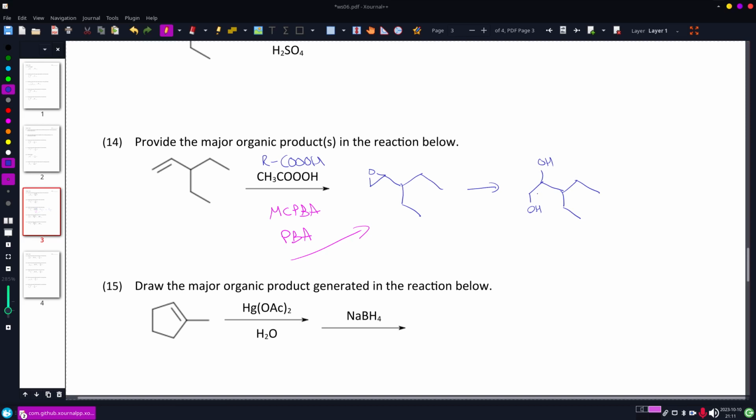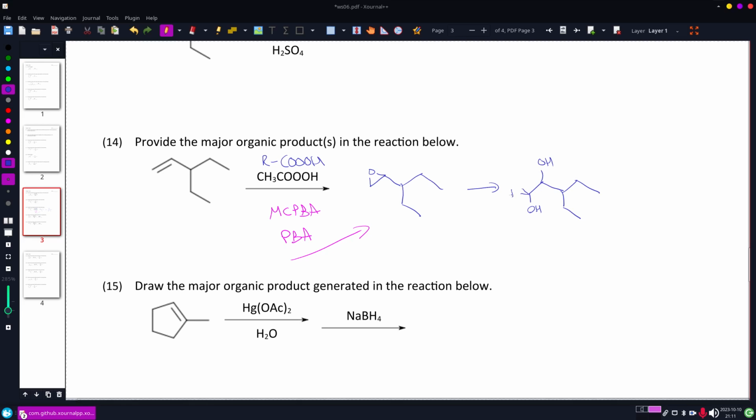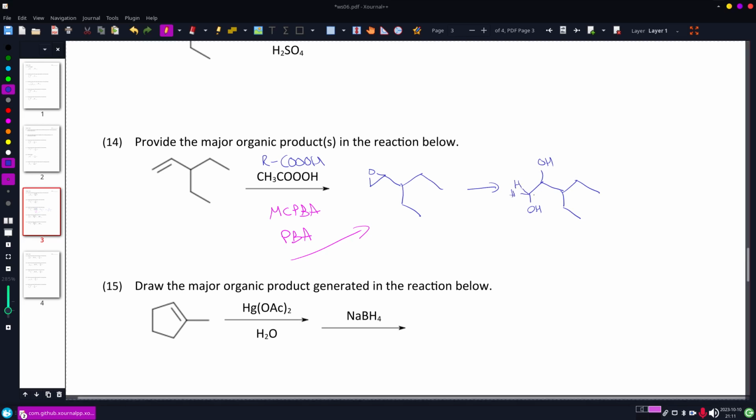Now, it does do that. It's always an anti-addition when this happens. It's just not something we're going to see in this case because I have an H here and here, so no asymmetrical center here. I only have the one asymmetrical center created.